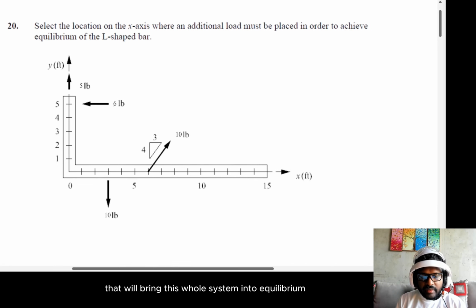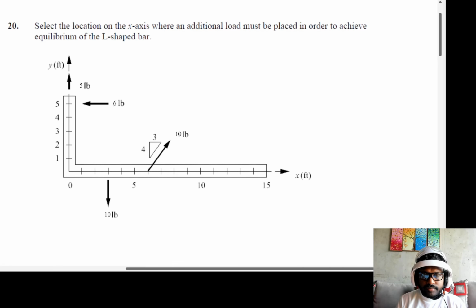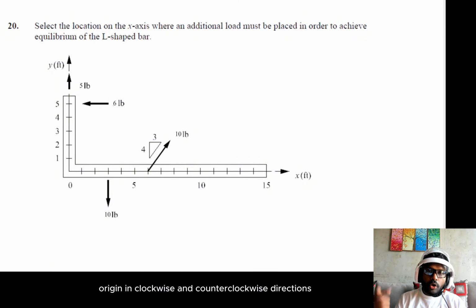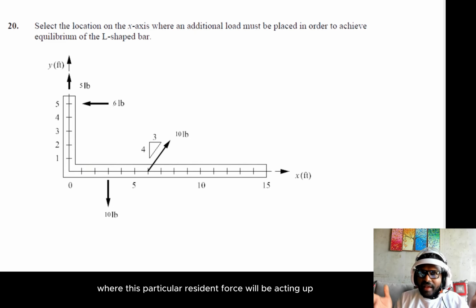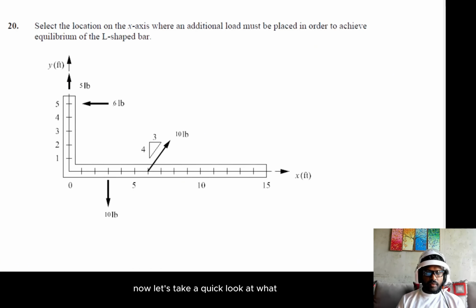whole system into equilibrium, then in order to find the location, we have to find the moments about origin in clockwise and counterclockwise directions and equalize them. Once we equalize the moments, because moment is a combination of force and distance, we'll be able to find out the distance from the origin where this particular resultant force will be acting. As simple as that. If anybody wants to give it a try, pause the video right here and give it a shot. Now let's take a quick look at what x components exist in this question.